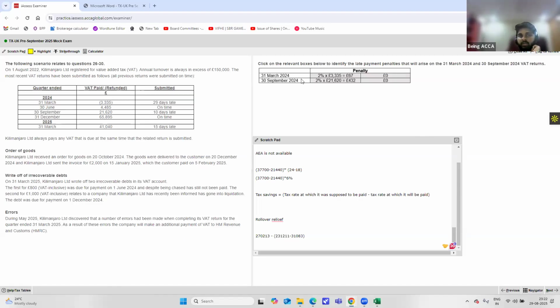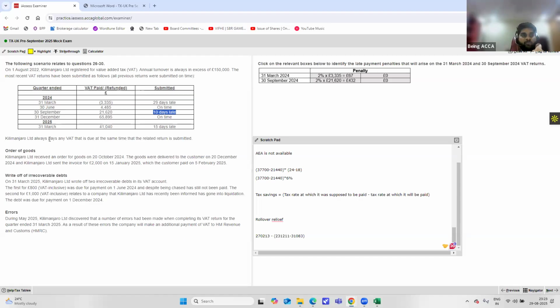Now coming to 30th September 2024, will there be any penalty that arises? So 30th September, you were late by 10 days. So will there be any late payment penalty that will arise? No. That is right. Now let's assume they were late by 16 days. What will be the penalty that will be payable? That is relating to filing, Malcolm. That is not relating to the late payment.